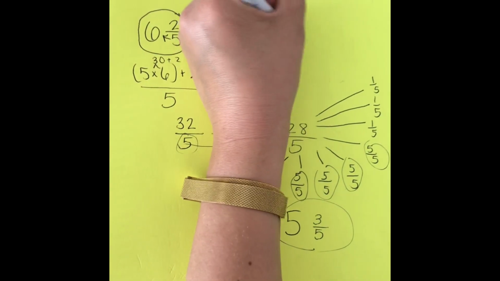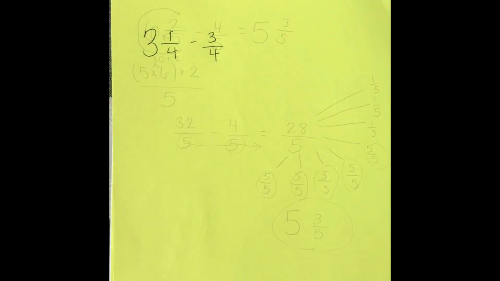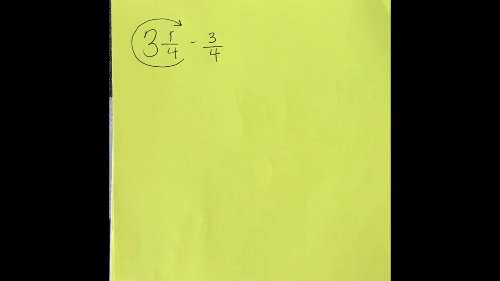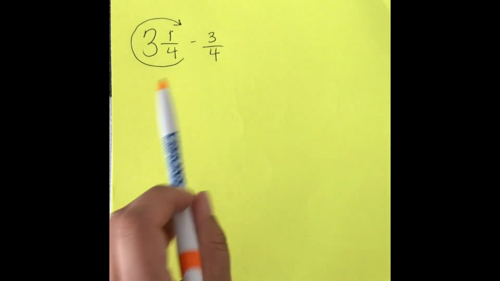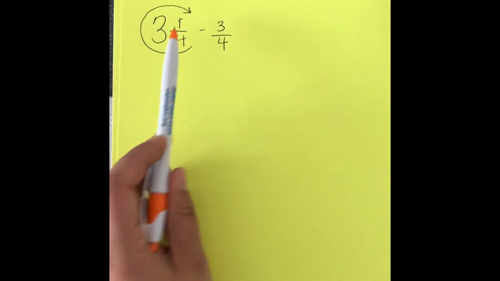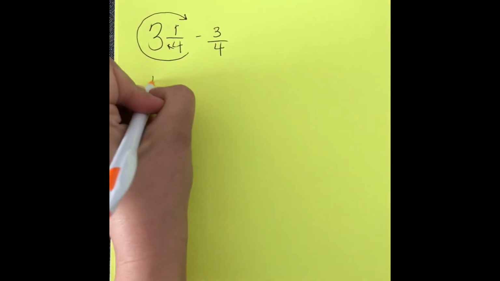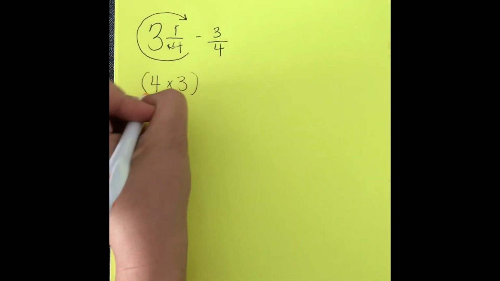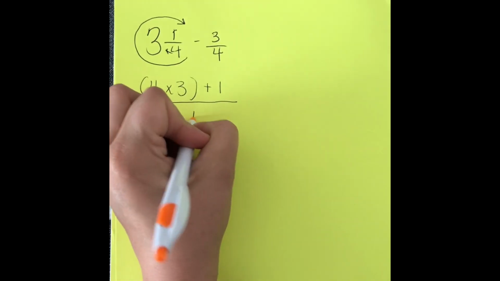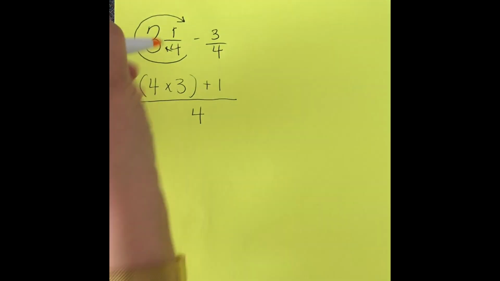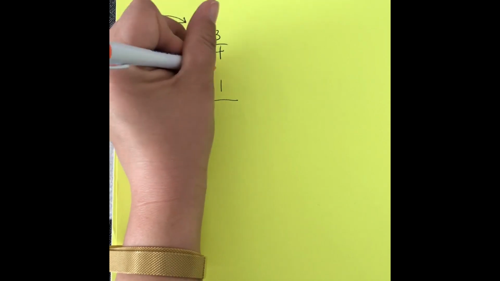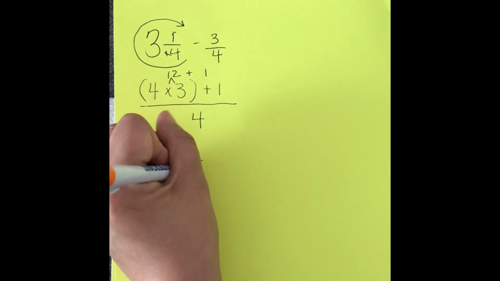Okay, let's try a few together. Here we go. Okay, so I have 3 1/4 minus 3/4. So what I'm going to do is convert my mixed number using the C method, and I'm going to be able to subtract the 3/4 because 1 minus 3 I can't do. So when I convert this, 4 times 3 plus 1 all over 4. 4 times 3 is 12. 12 plus 1 is 13/4.